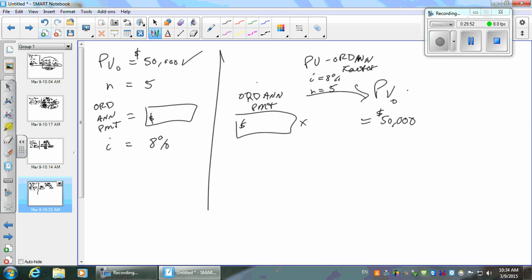Because these payments are going to be when? At the end of each period. 1 period, 2 periods, 3 periods, 4 periods, right? But I want to know what it's worth now. So the first payment's going to have one interest taken out, interest expense. The second one's going to have 2, the third one 3, up to 5.